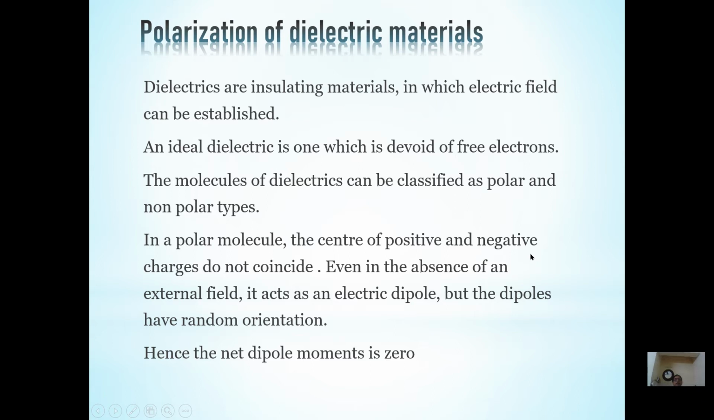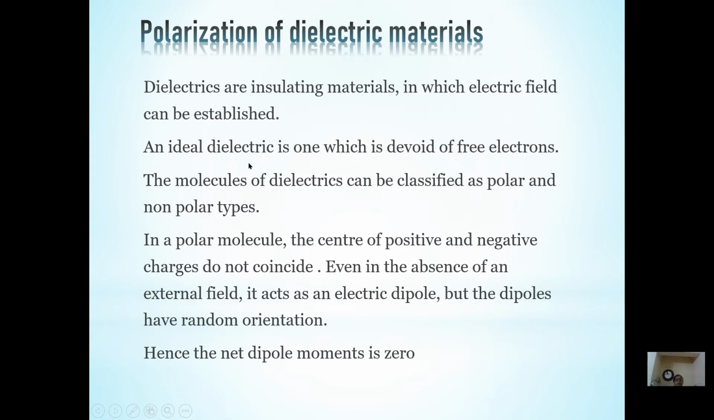Now let us see. James Clerk Maxwell has given this equation of electromagnetic theory in dielectric media. First, let us see about this. So, I have given the heading as polarization of dielectric materials. So, what are these dielectric materials? They are nothing but insulators. But in this insulator, we can establish an electric field.